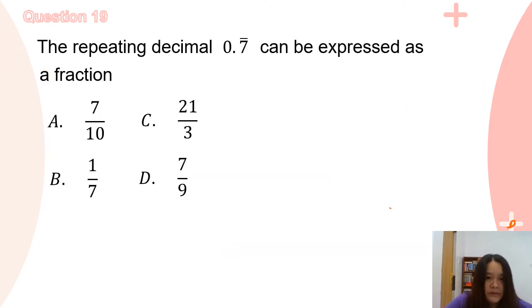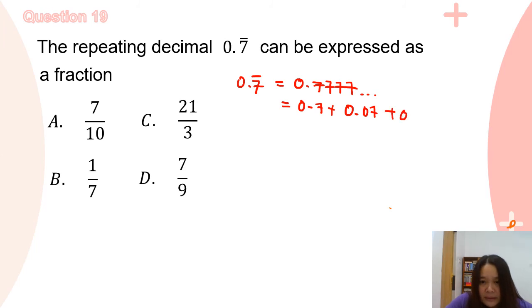Okay, so question number 10 is the question on converting the repeating decimal. So that means I may use the geometric series. So as we know that 0.7 bar is equivalent to 0.7777, and so we keep on repeating the term of 7. Okay, so this one I may rewrite as 0.7 plus 0.07 plus 0.007 and so on.